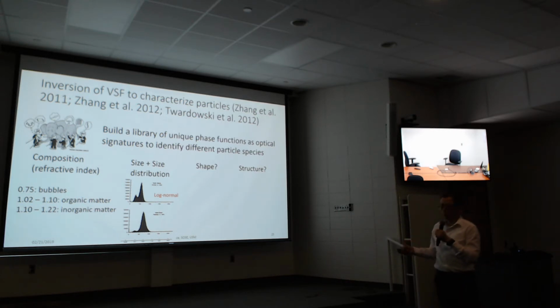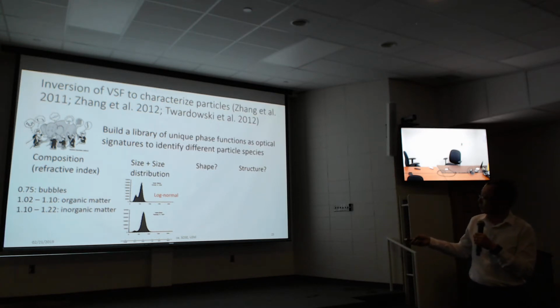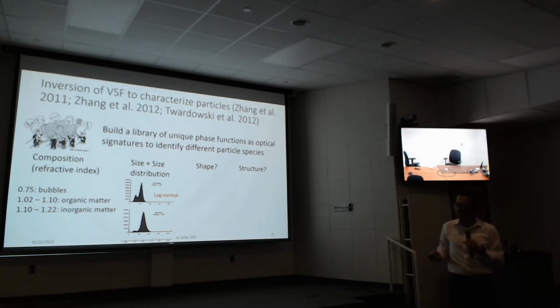So those are all those particles. Doesn't necessarily mean they're dead. Phytoplankton, we have to account for phytoplankton. And the size distribution: pretty much all the oceanic particles, their size distribution is log normal distributed.